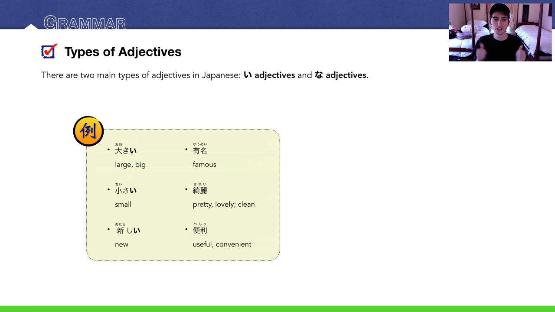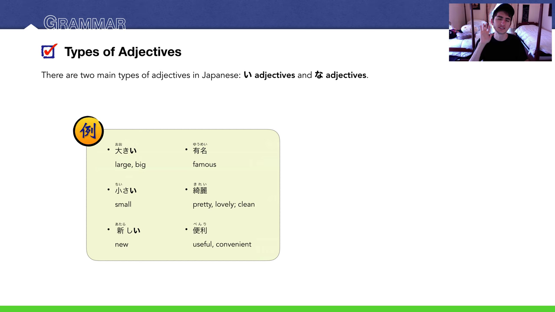One important difference between these two types of adjectives is that na adjectives tend to have a lot of kanji, okay? All the examples you see here are just pure kanji, all right? Yuu, mei, the kanji for yuu and mei, ki, rei, and then ben and ri. It's all kanji. Now, in the next few slides, I'm going to be asking you how to identify which adjective is an i adjective and which adjective is a na adjective.